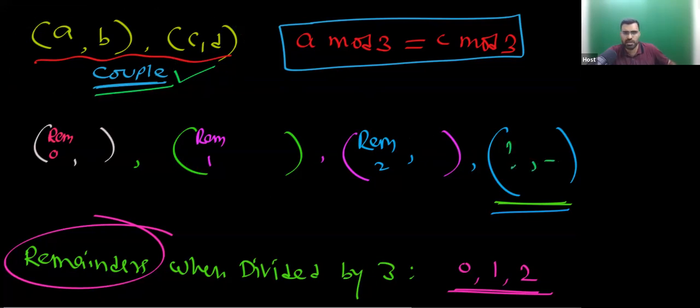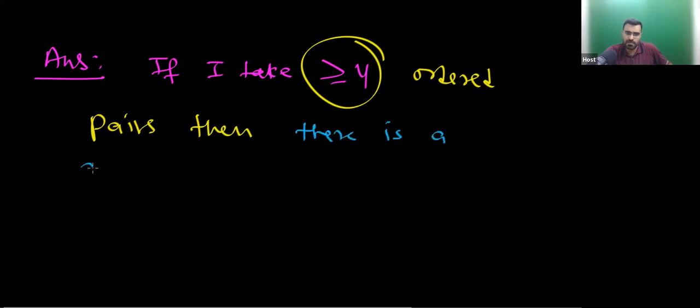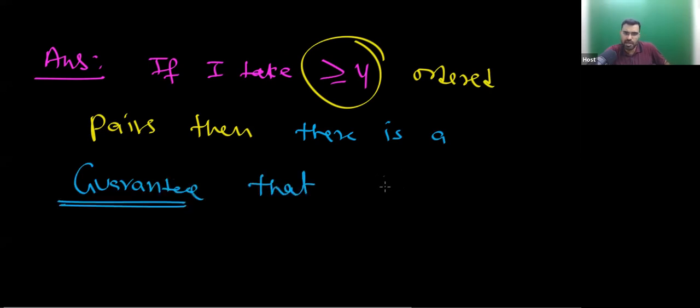So I can say that with 4 ordered pairs, I can guarantee. So your answer will be what? I can say with 4 or more ordered pairs, greater than or equal to 4. If I take these many ordered pairs, then there is a guarantee. No one can stop it, basically. Then there is a guarantee that this type of couple you will get.